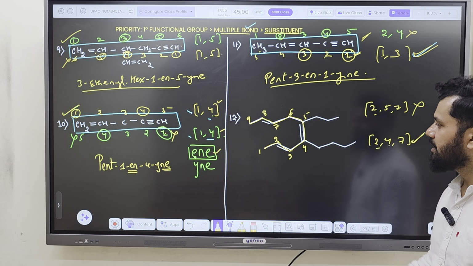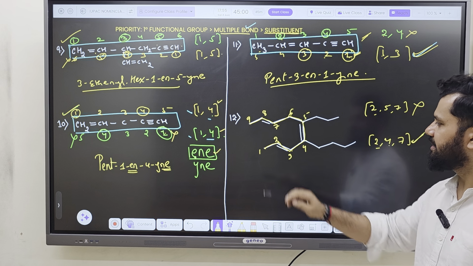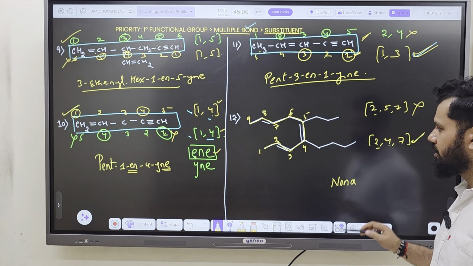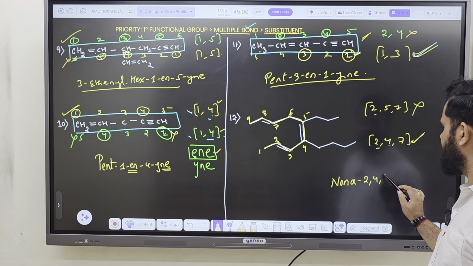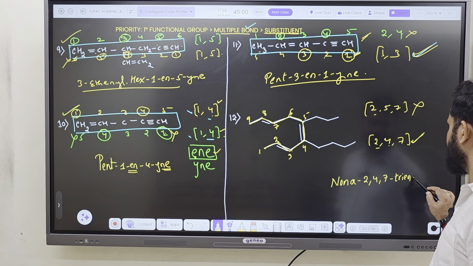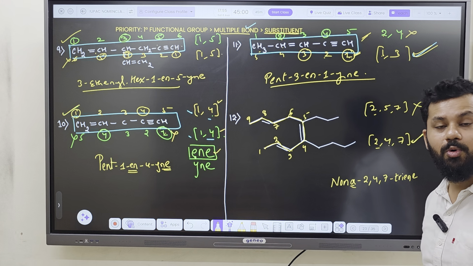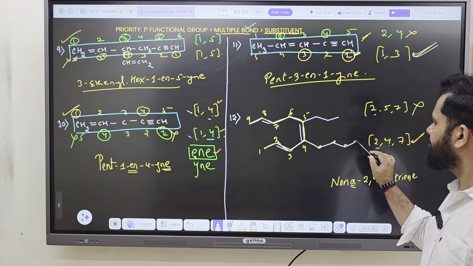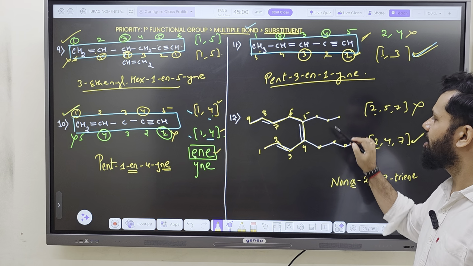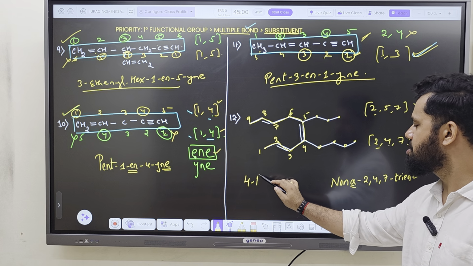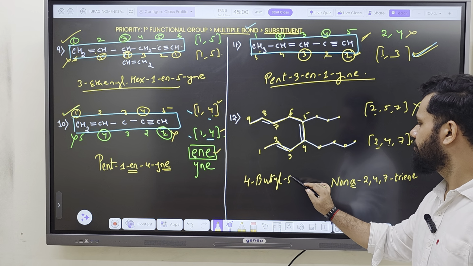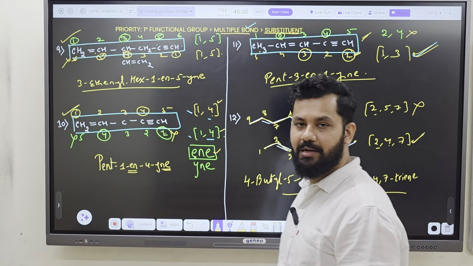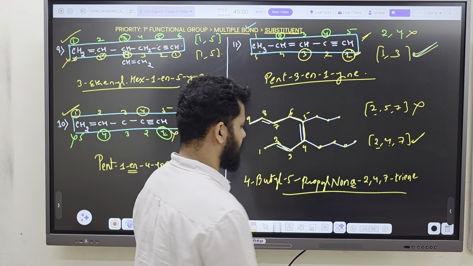It is non, 2,5,7 triene. It is non, sorry, it is not non, it's nona, 2,4,7 triene. Why nona? Because there are more than one multiple bonds. At the fourth position you have a butyl group, the 4 carbon one, and here at the fifth position you have a propyl group. So it becomes 4-butyl-5-propylnona-2,4,7-triene. Moving ahead.